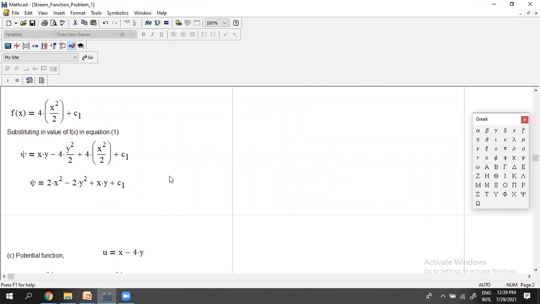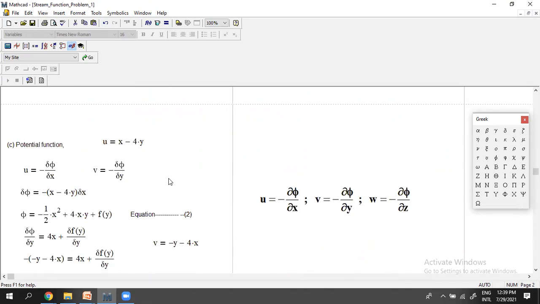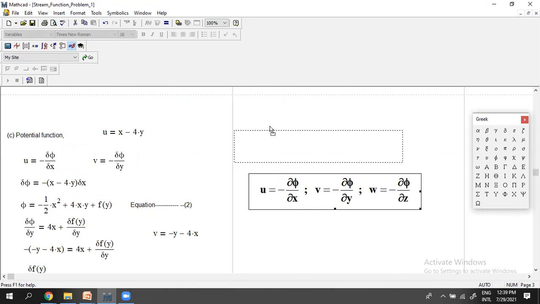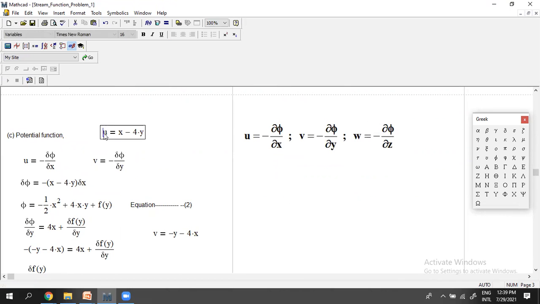Okay, similarly, we need to figure out the potential function. So for the potential function, this is the definition. U is given, also V is given in the problem, right? So first start with this one, U equal to minus del phi by del x. This is my U. Then del phi equal to U into del x. So this one, U is over here, and right over here is a minus sign. Then you differentiate both sides.